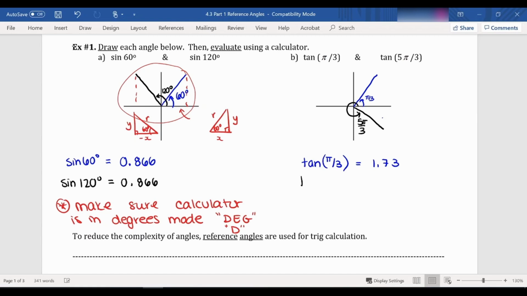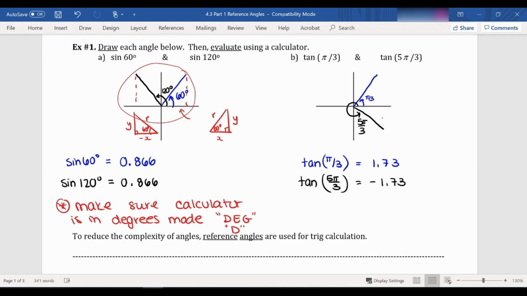So if I do tan of 5 pi over 3, again, you might need brackets. You're not doing tan of 5 and then multiplying that answer by pi and then dividing that by 3. For some calculators, if you just type it in with no brackets, that's what it will do. Okay, so we really need to make sure you're operating your calculator properly. We should get negative 1.73.